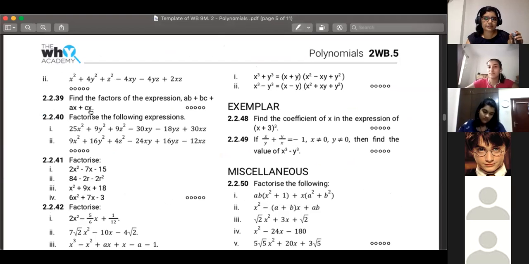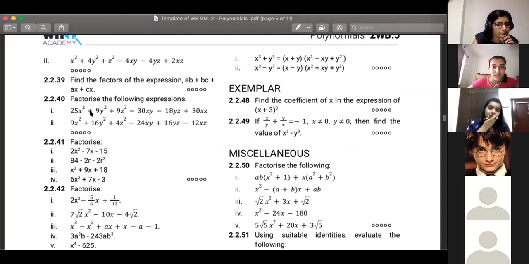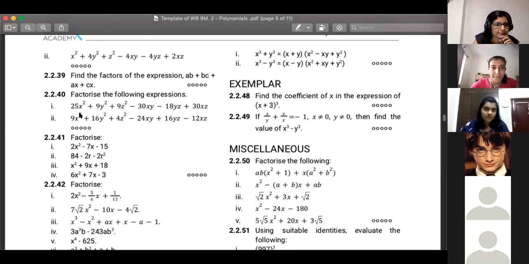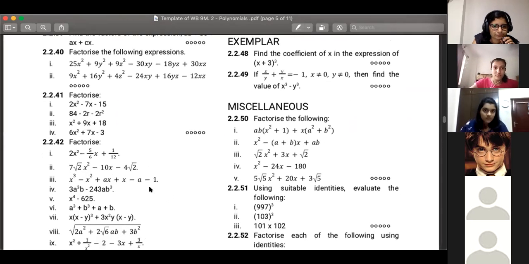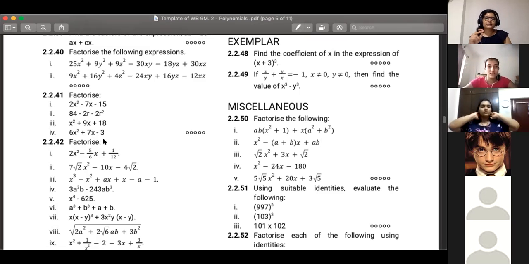Okay, next. So look at 40, it's again the same thing. Factorize the expressions, meaning, again, identify the identity and do the proper thing with that. Whenever you get a factorization like this, first see if it fits any identity. If it does not fit an identity, if it's not a perfect square, then yes, you have to use splitting the middle term.